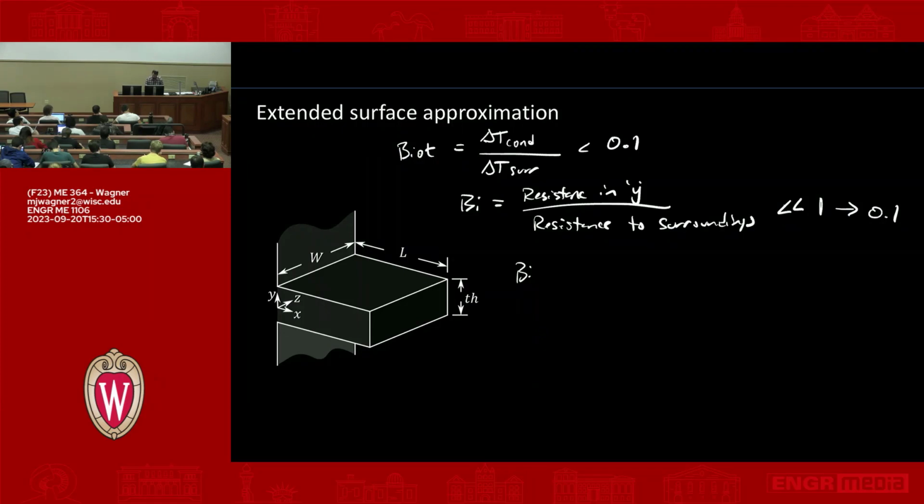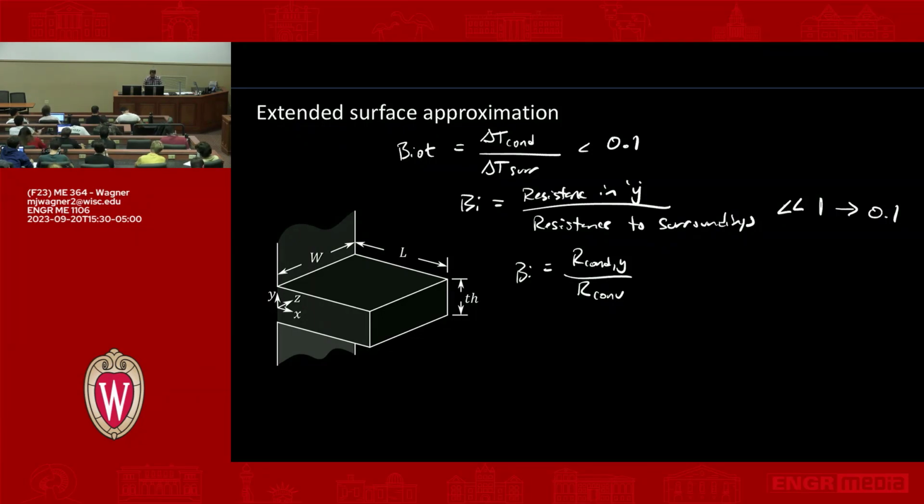So we have a Biot number. For this example, this fin that we're looking at, we need to compute our conduction in the Y direction divided by our convection. So the fin is convecting to the surroundings. Let's neglect radiation for this problem. So we know how to compute these resistances. The tricky part is thinking about the areas and things like that.